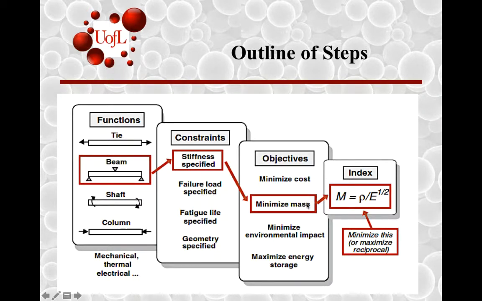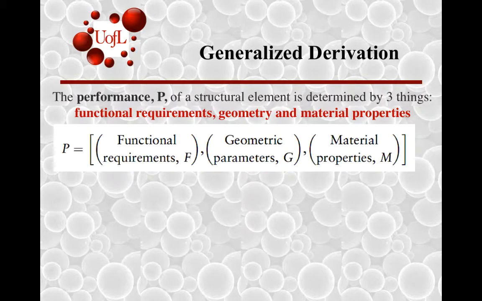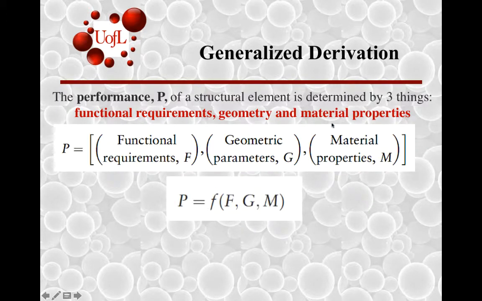In this class, we'll look at some variations of the first two. And for instance, in the previous case, when you were looking at minimizing mass, you looked at minimizing this function or maximizing the reciprocal. So the generalized derivation is as follows. You want a performance metric P of a structural element. It depends upon the functional requirements of the design, the geometric parameters of the design, and the material properties of the design. This can be represented generically in this manner.